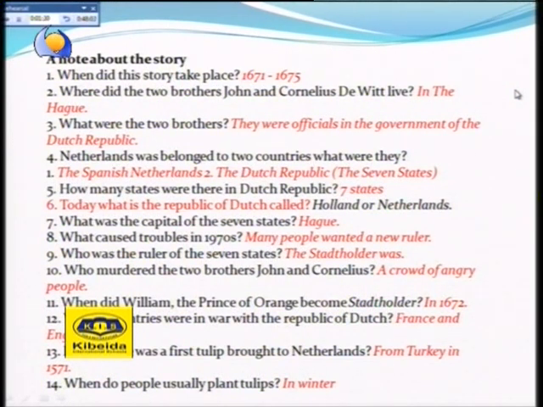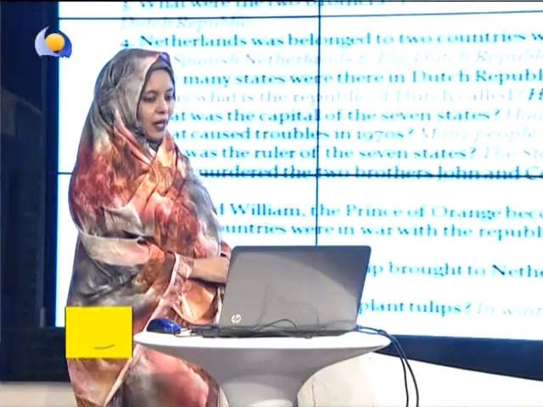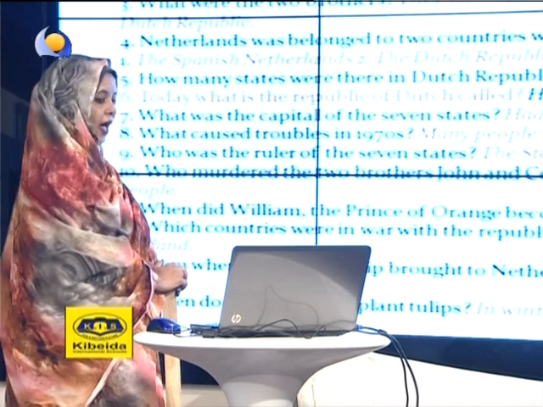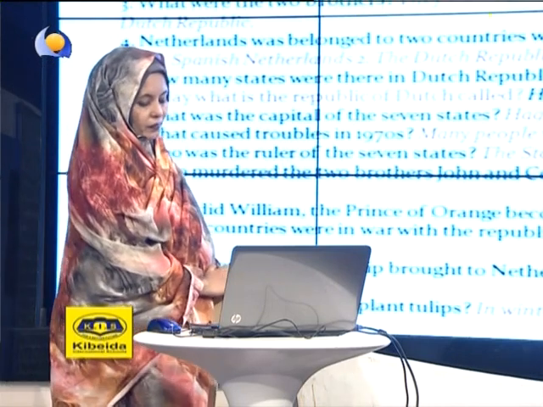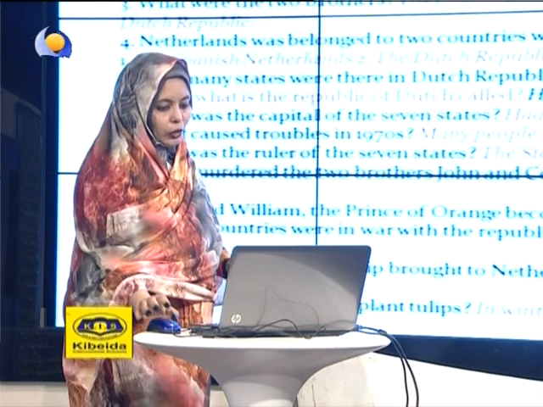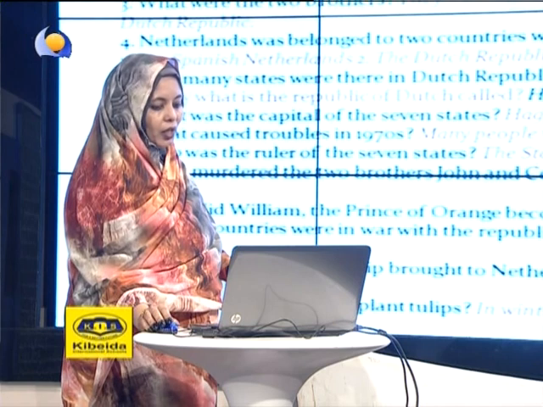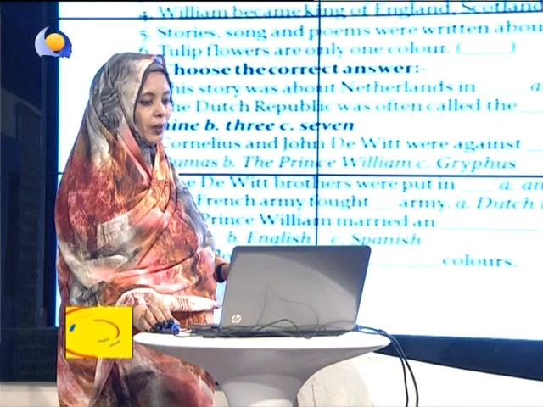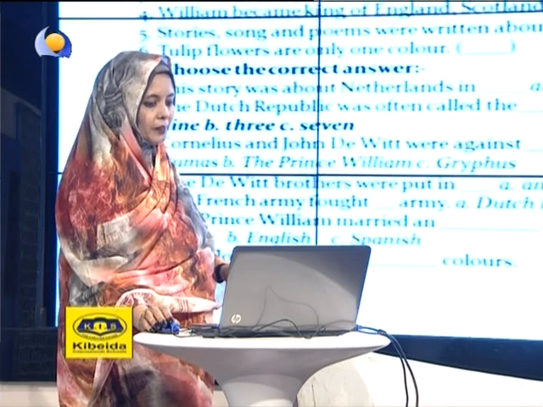When did William the prince became the stadtholder? He took place of the government in 1672. Which two countries were in war with the Republic of the Dutch? It was France and England. They were not friends with the Dutch Republic. From where was the first tulip brought? It was brought from Turkey in 1571, and usually they used to plant the tulips in winter.